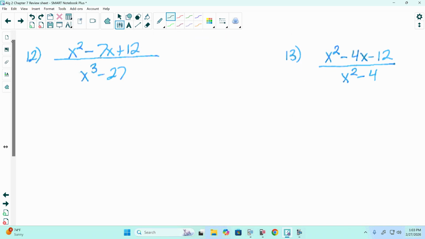We'll skip over 12 because cubics aren't going to show up on the test. So we'll look at 13 instead. Do we want to factor the top or bottom first?